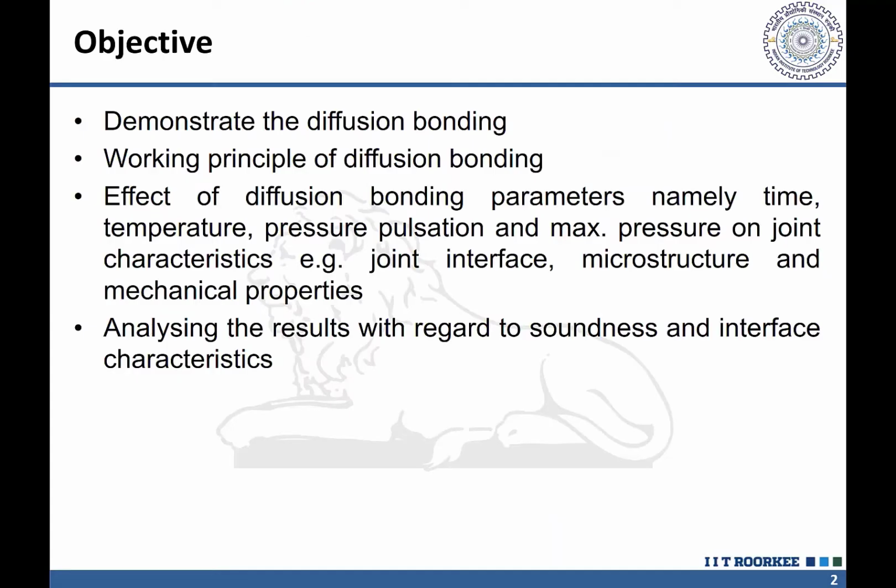So here, the objective is to demonstrate diffusion bonding, talk about its working principle, and also to study the effect of diffusion bonding parameters, like diffusion bonding time, temperature, and the maximum pressure which is applied during diffusion bonding, and the effect of pressure pulsation on joint characteristics like the joint interface, the microstructure and mechanical properties. And then investigate the effect of these parameters on mechanical properties, considering the soundness and the joint interface characteristics, especially with regard to the discontinuities and the microstructural aspect.